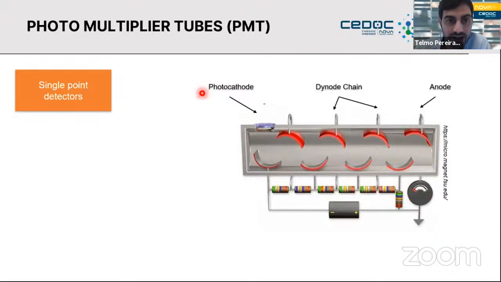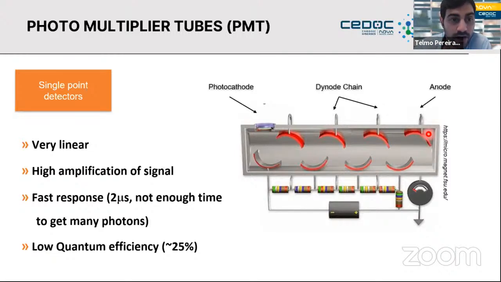So you can detect faint signals because they will be multiplied many times, and when they reach the anode, they will produce enough charge in order for you to detect your particular signal. So these detectors are very linear. They have a very high amplification of signal because of this process that I show you here. They have a very fast response.